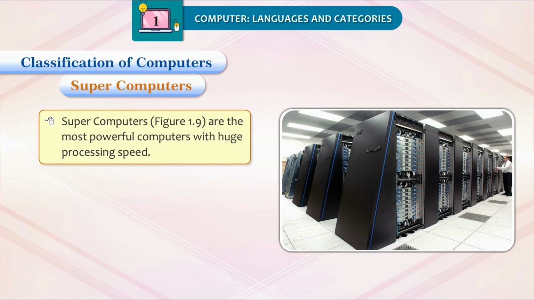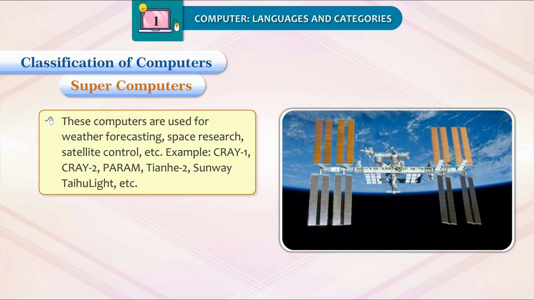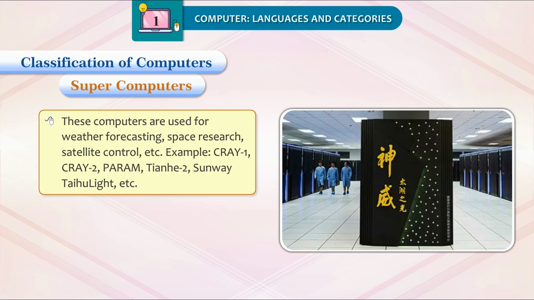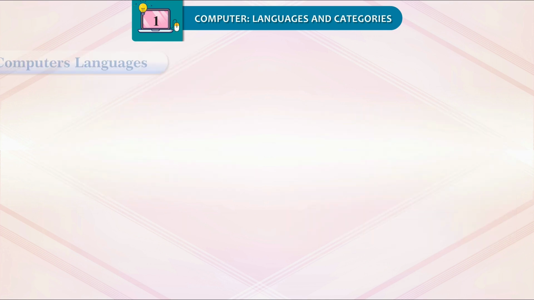Supercomputers. Supercomputers, referred to figure 1.9, are the most powerful computers with huge processing speed. These computers are used for weather forecasting, space research, satellite control, etc. Example, Cray 1, Cray 2, Param, Tianhe 2, Sunway Taihu Light, etc.